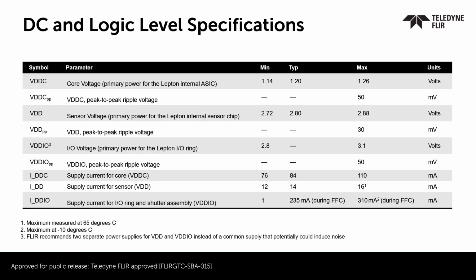The required currents and voltages for Lepton power supplies are shown here. The maximums are measured at the camera module's maximum operating temperature, 65 degrees Celsius. Higher temperatures will cause Lepton to draw considerably more current.